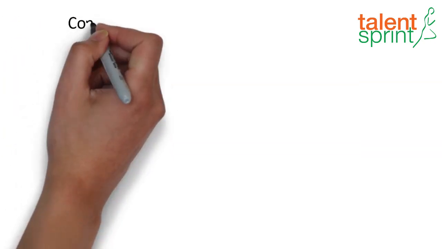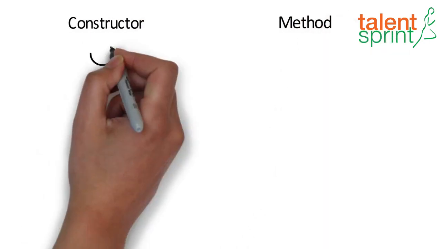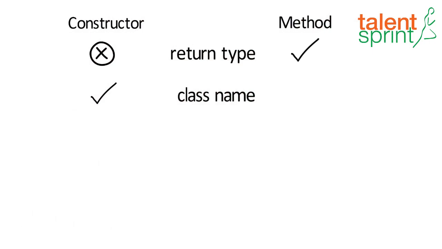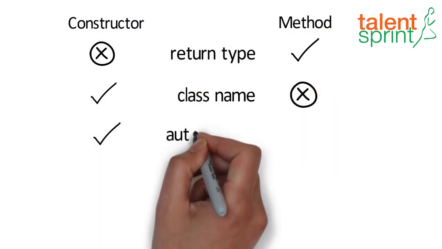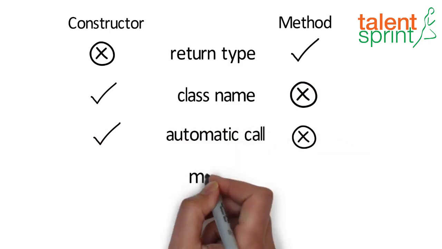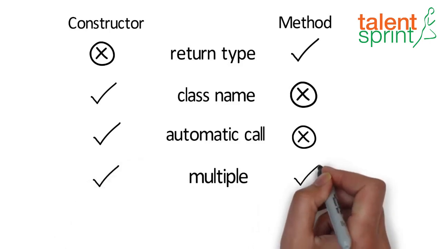There are a few key differences between a constructor and a method. A constructor doesn't have a return type. The name of the constructor must be the same as the name of the class. A constructor is called automatically when a new instance of a class is created. And a class can have multiple constructors.